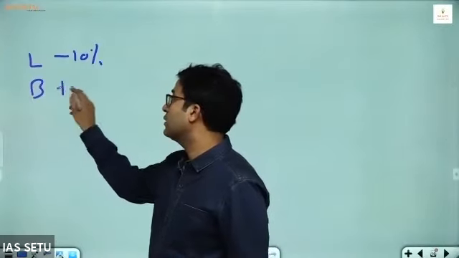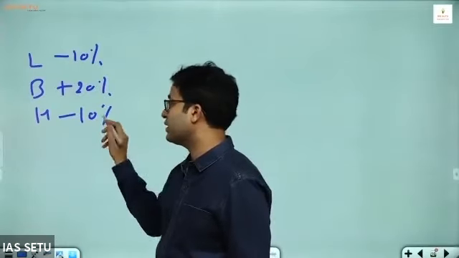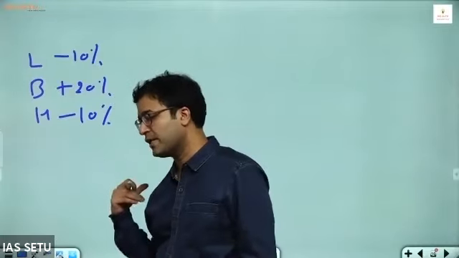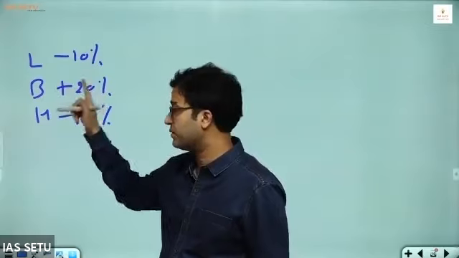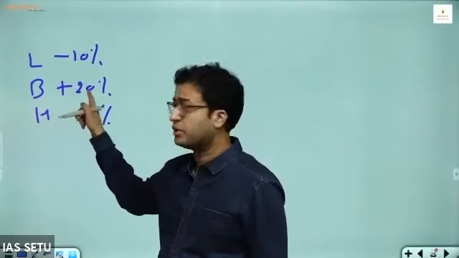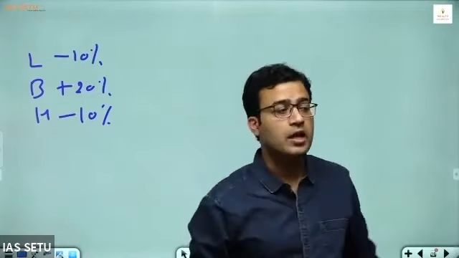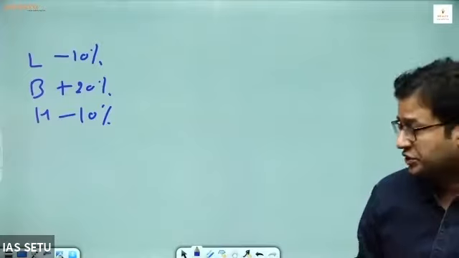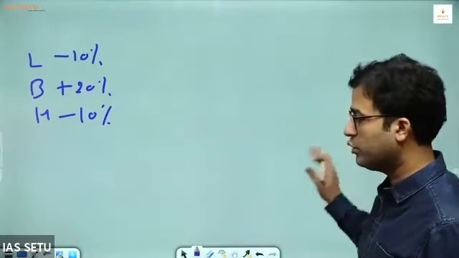Breadth increased by 20%. Height reduced by 10%. Yes, in that question there was an 18.8% increase. Next question: length decrease by 10%, breadth increase by 20%, height reduced by 10%. You have to find by how much percentage the volume of the cuboid will change. Okay, step by step, formula or PCG.